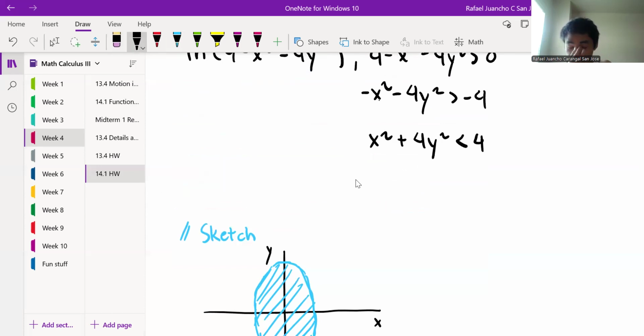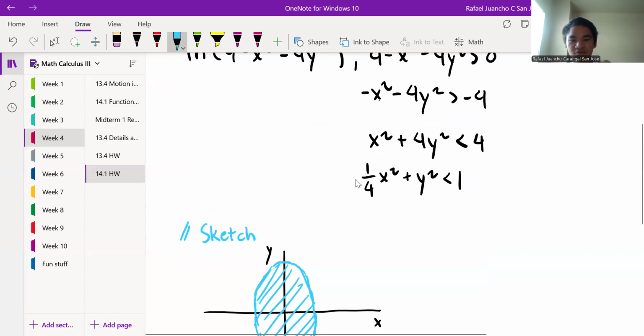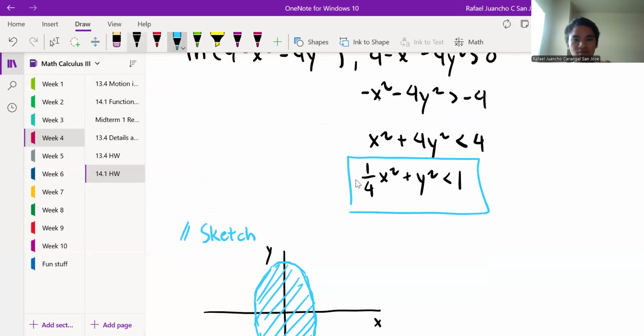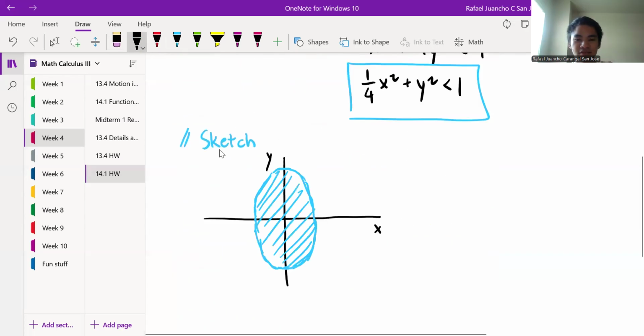So after that, it should have been 1/4 x squared. I divide everything by 4. So now that's my domain, right? And then I sketch.